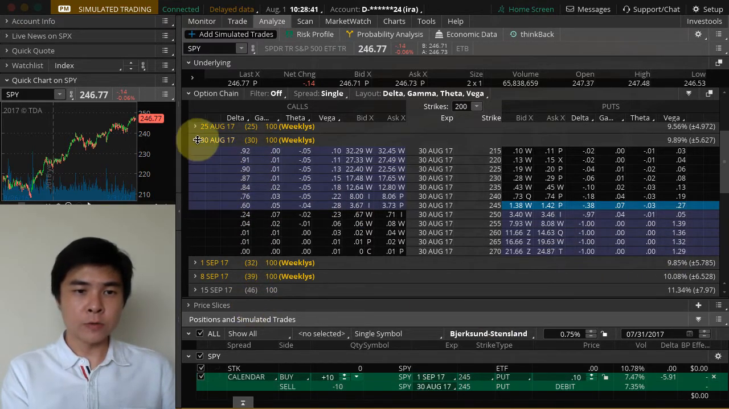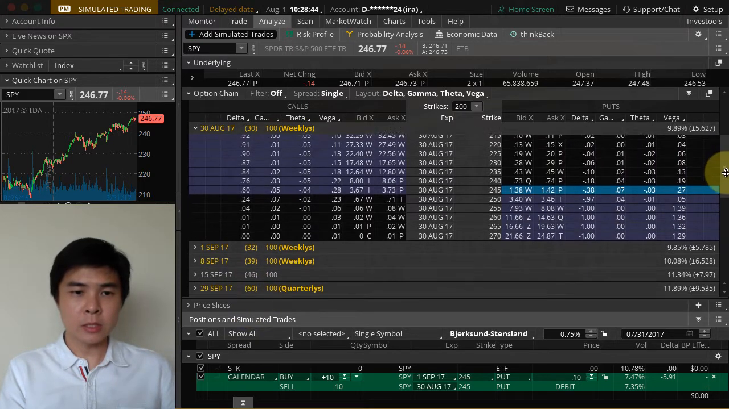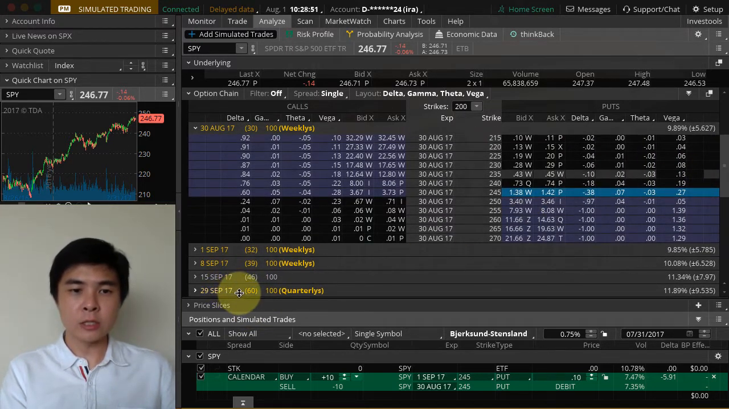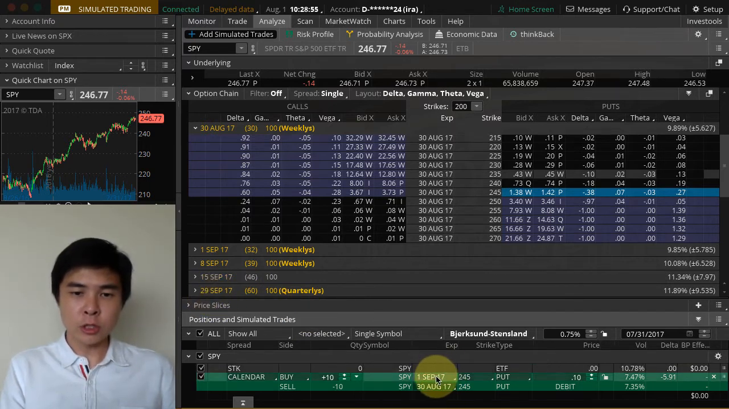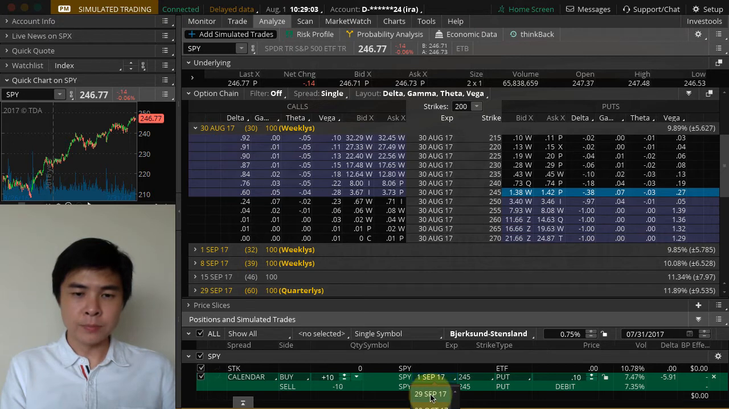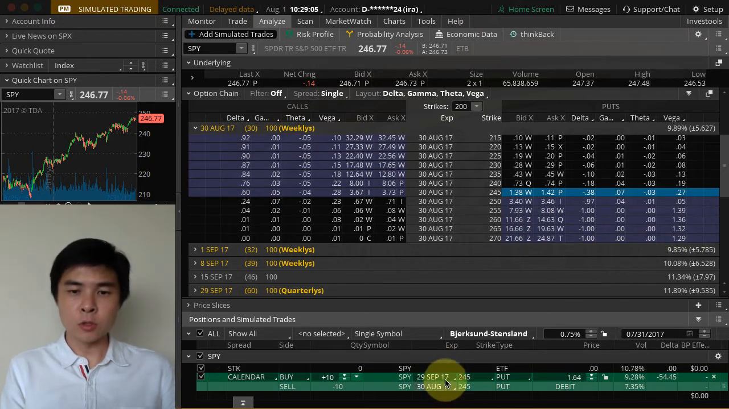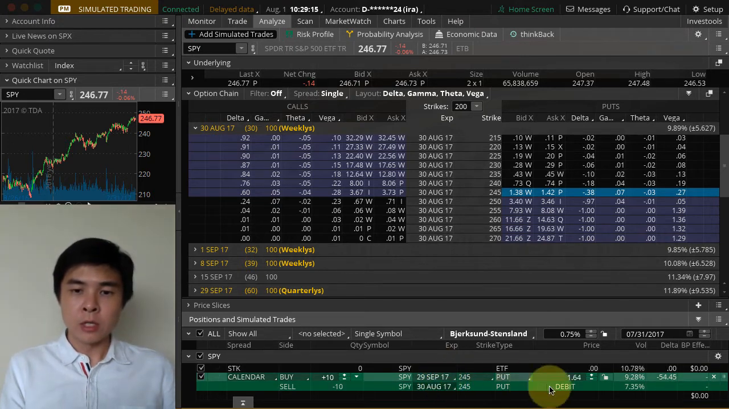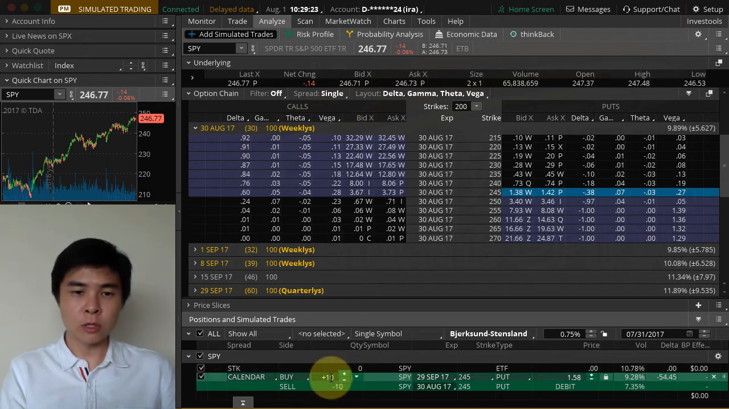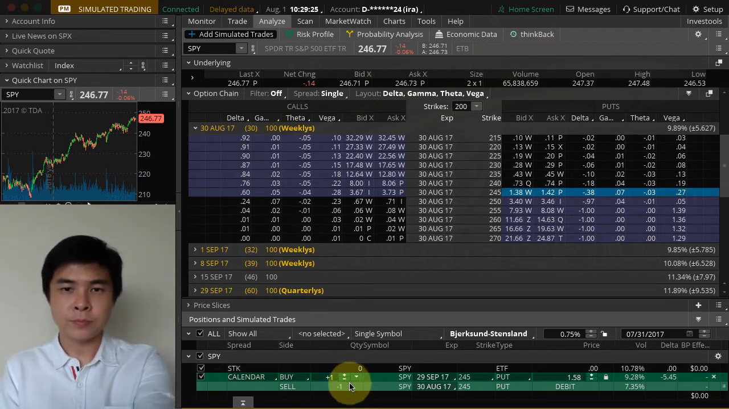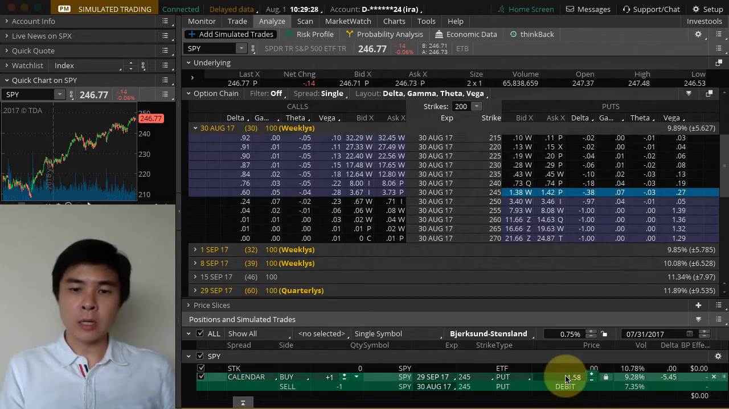However, his spread is over 30 days duration, so his next strike is actually 30 days away, which is on the 29th of September. So I'm going to change this to a 29 September trade over here, and this will be the trade my friend has entered. He entered at the price of $1.58. I'm going to take this with only one trade.